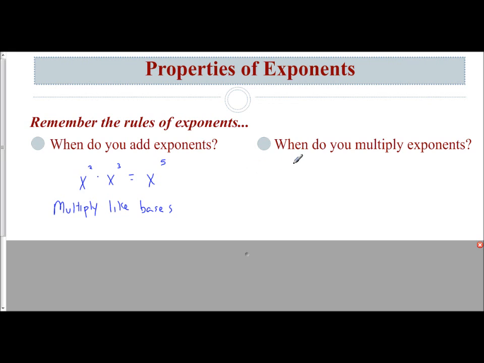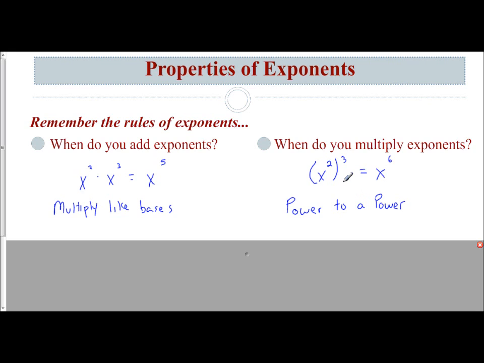And now we look at when do you multiply exponents. So again, if I were to use, let's say, x squared, and I were to raise x squared to the third power, that would give me x to the sixth, 2 times 3. And so we multiply exponents when we are taking a power to a power.